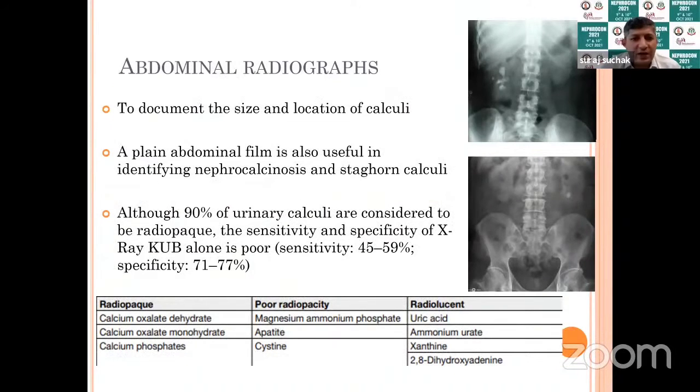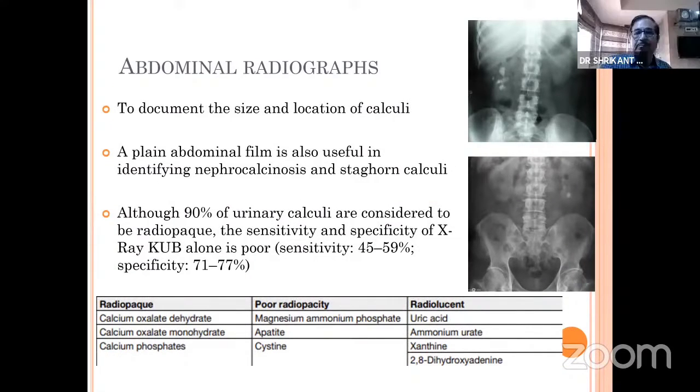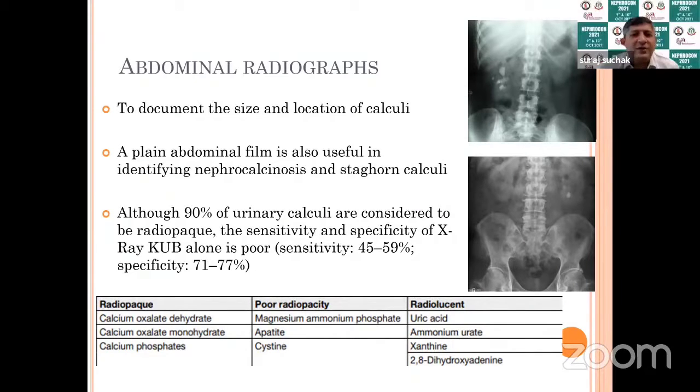And alkaline stones would be calcium phosphate. Next, we would like to get an X-ray done. An X-ray will show the calculi. 90% of the stones are radio opaque. However, the sensitivity and specificity alone of an X-ray is not good enough.